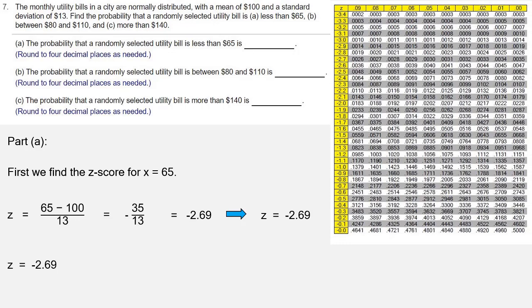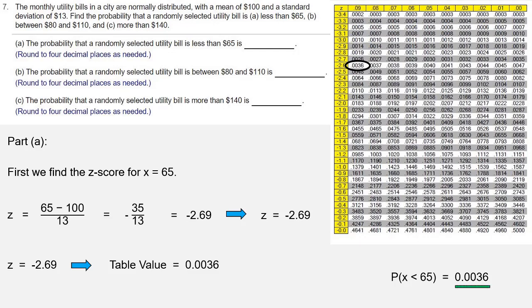We find z equals negative 2.69, and that has a table value of 0.0036. So that means that the probability that somebody's bill is less than $65 is 0.0036. Because when we're doing the probability that x is less than a number, the table value is our area, and the area is probability. And that's your answer for part A.